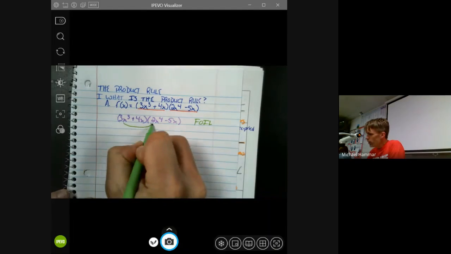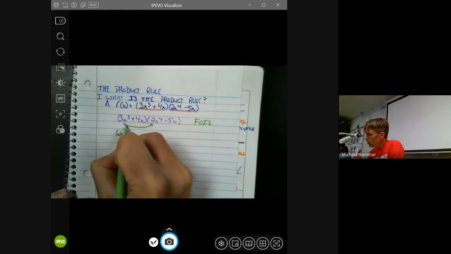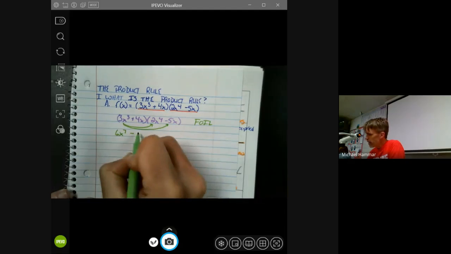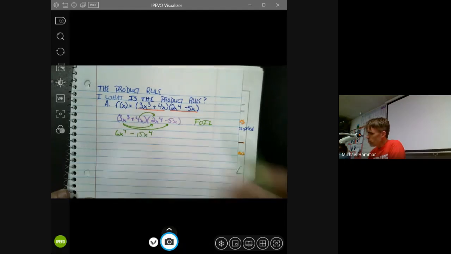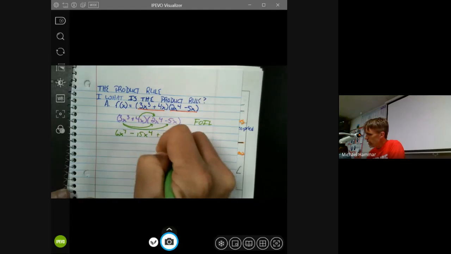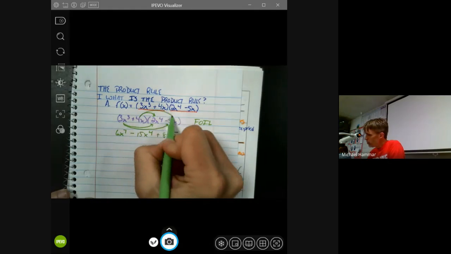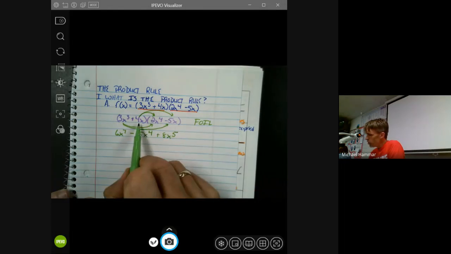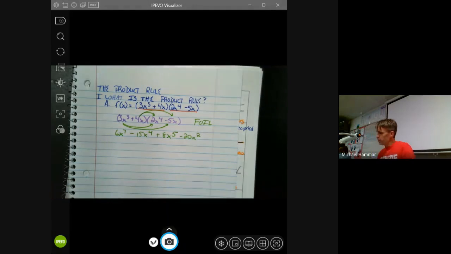So we'll do the firsts, so that'll give us 6x to the seventh. Then we'll do the outers, that'll give us negative 15x to the fourth. Then we'll do the inners, 4 times 2 is 8, so it'll be plus 8x to the fifth. And then we'll do the lasts here, which is negative 20x squared. Okay? So we could go through and we could multiply all of those up.